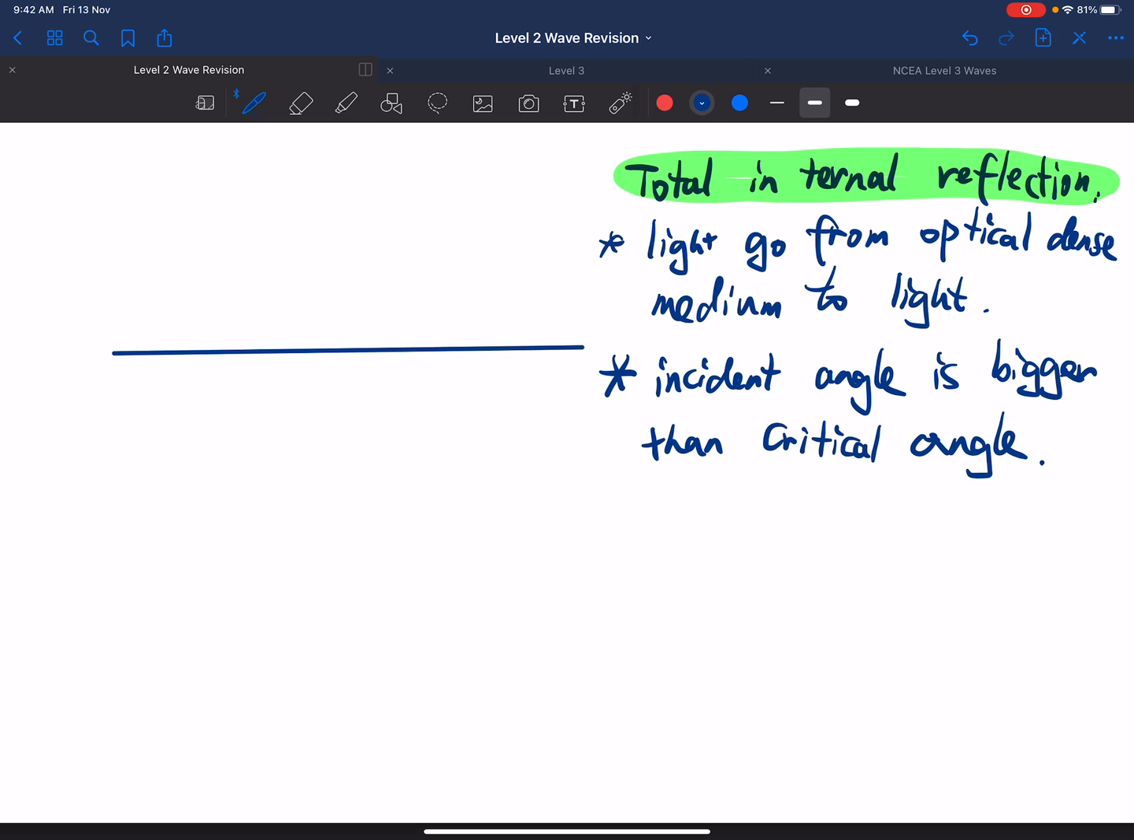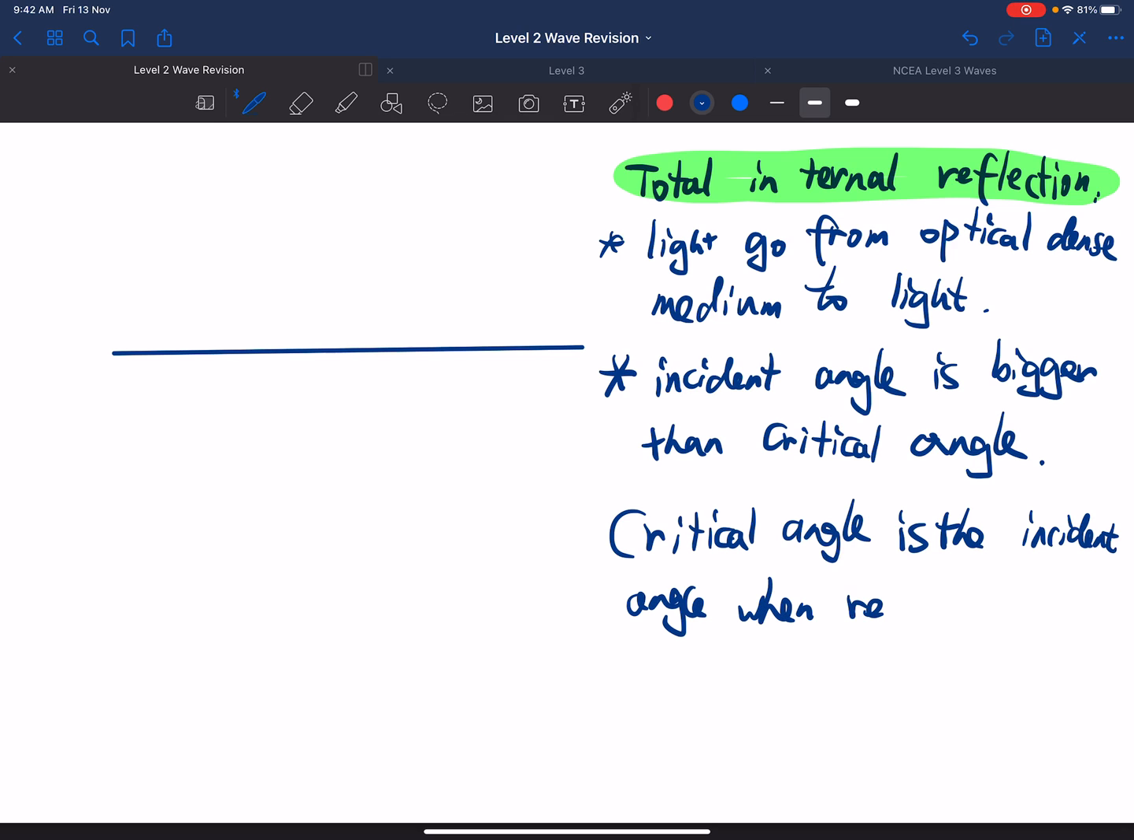Okay, and now the key thing is, well, what is going to be the critical angle? So critical angle, I'll define here. What is critical angle? Critical angle is the incident angle when the refraction angle becomes 90 degrees.